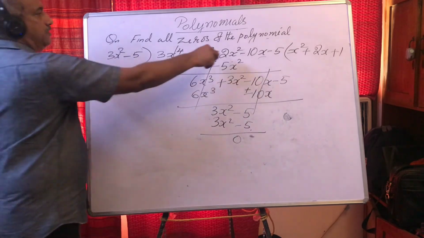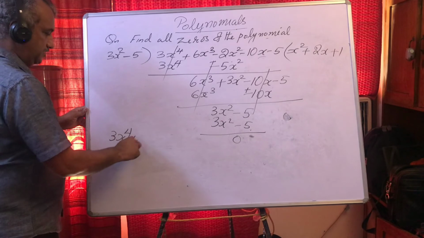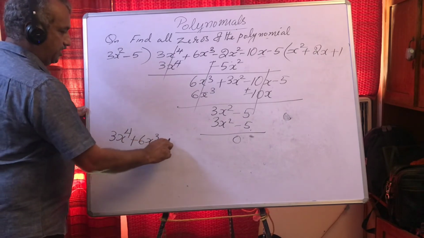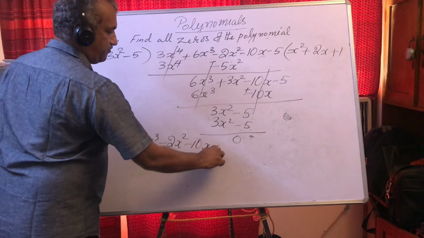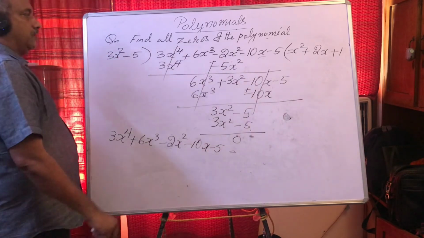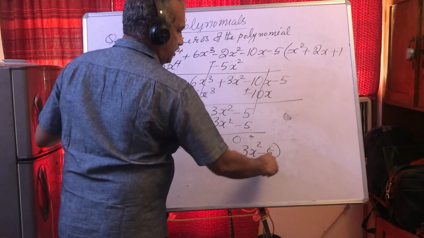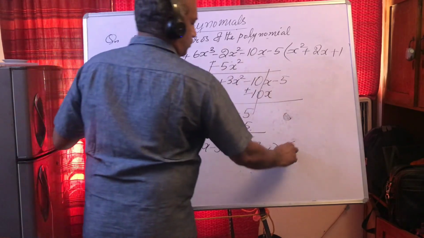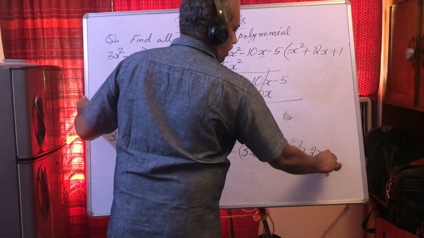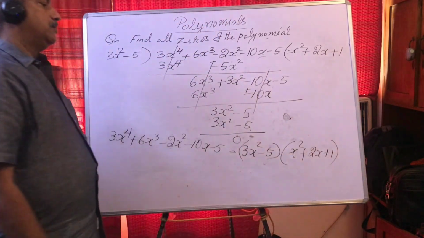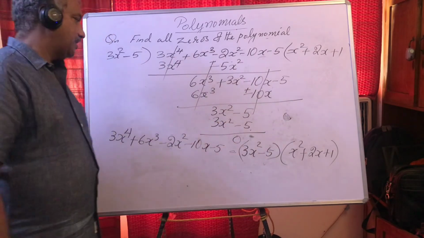Now we will write: dividend 3x raised to 4 plus 6x cube minus 2x square minus 10x minus 5 is equal to divisor 3x square minus 5 into quotient x square plus 2x plus 1. Now factorize. This 3x square minus 5 has no need to factorize. You can directly find out.